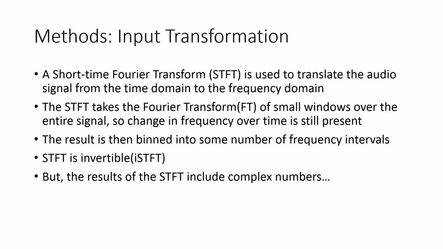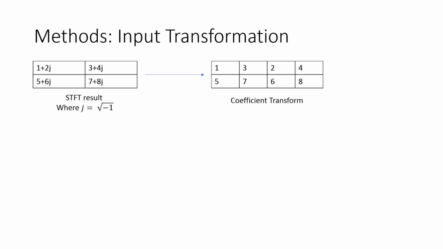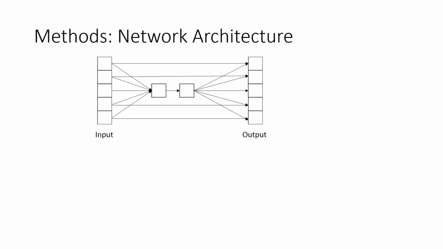One problem with the Fourier analysis is that the results include complex numbers. To deal with this, I had to apply one more transformation to the input data that I will refer to as the coefficient transformation. Essentially, it breaks the array result of the STFT up into its coefficients. This way, the result can be modified without giving special treatment to the imaginary part of the complex numbers.